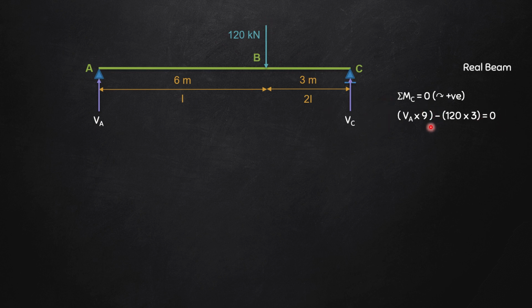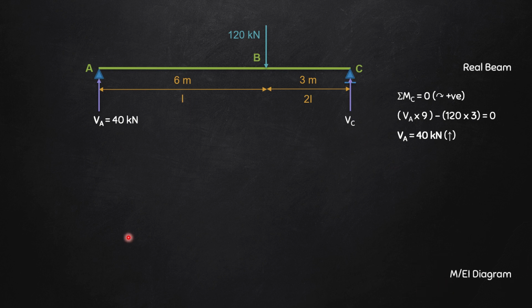So that is the summation of MC equals to 0, and if I solve this, I get VA equal to 40 kilonewton, and since 40 kilonewton is coming as positive, therefore my chosen direction of upward is correct. So VA is equal to 40 kilonewton. Now I really don't need the value of VC, so I'm not going to waste my time finding it out. If you want to find it out, you can easily find it out by using summation of Fy equal to 0. Anyway, so now I'm going to concentrate on finding out the M by EI diagram.